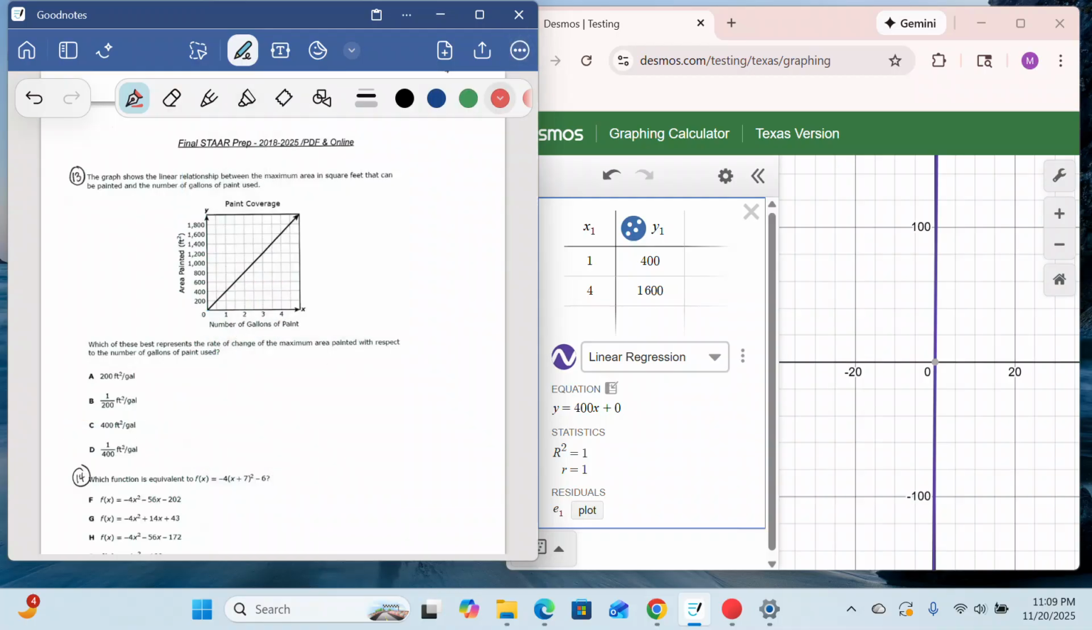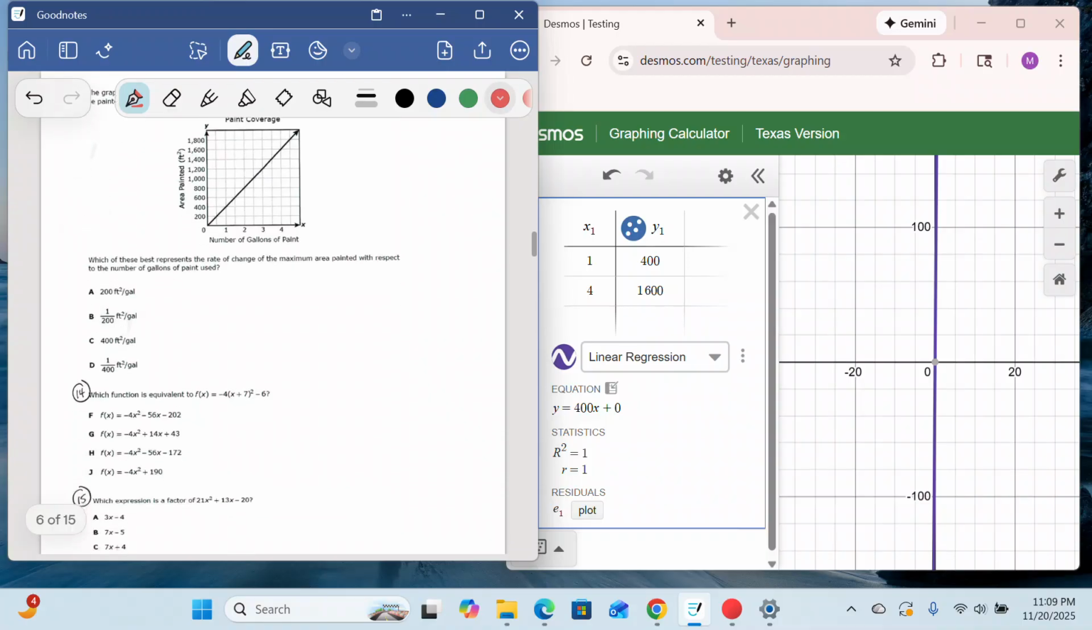So once again, if you know how to do the calculator, try it out. Do it by yourself. Get those coordinates. And if you know how to do it, go ahead and do it. Next one.